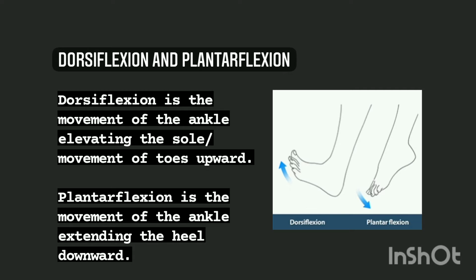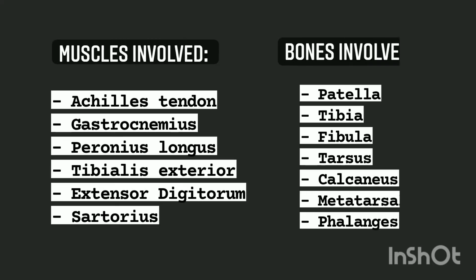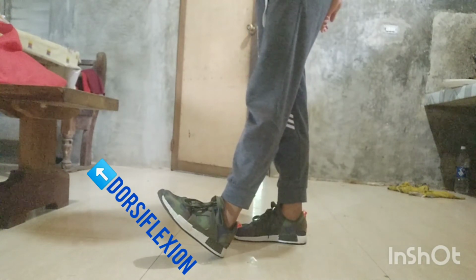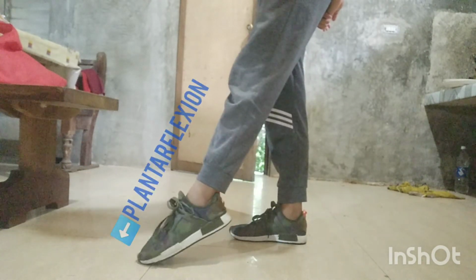Dorsiflexion and plantar flexion. Dorsiflexion is the movement of the ankle elevating the sole or movement of the toes upward, while plantar flexion is the movement of the ankle extending the heel downward. These are the muscles and bones involved in dorsiflexion and plantar flexion. The proper execution of dorsiflexion and plantar flexion.